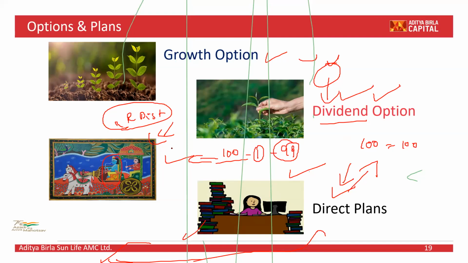So what is better, regular or direct? Both are better. If you're not sure what to do, please use the help of a distributor and get started investing. In due course, when you realize how to invest directly, you can always switch to the direct plan. So there is nothing wrong in making use of a distributor. If you're not sure, take the help. If you're sure, then go direct.